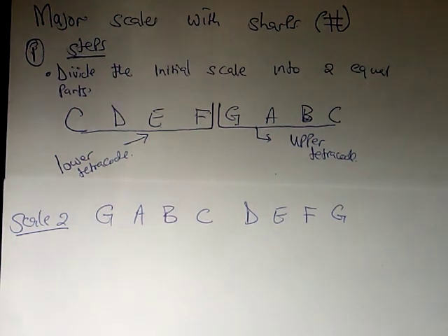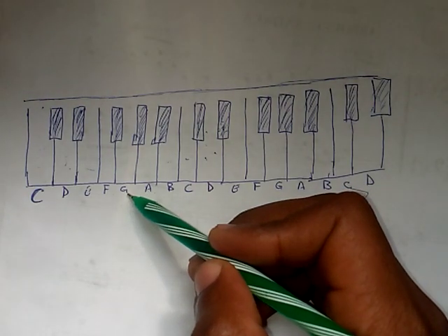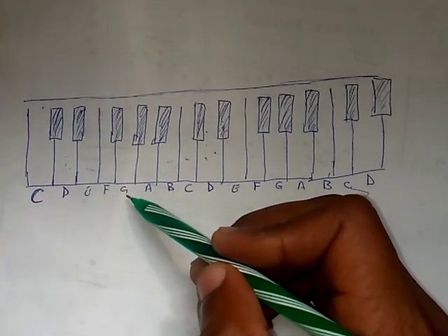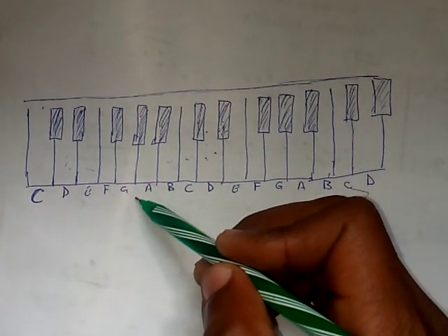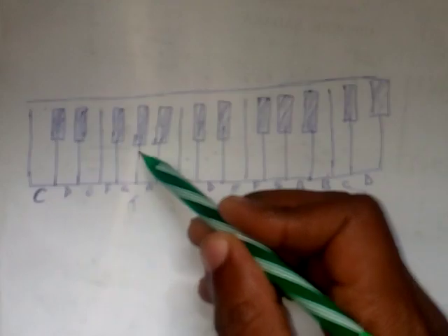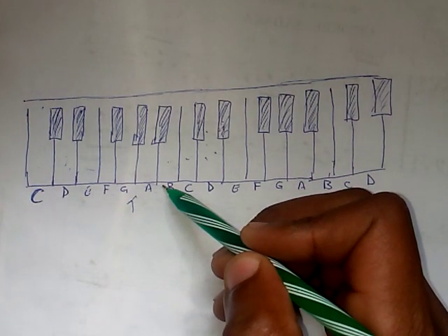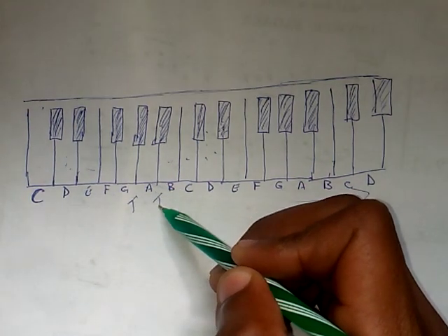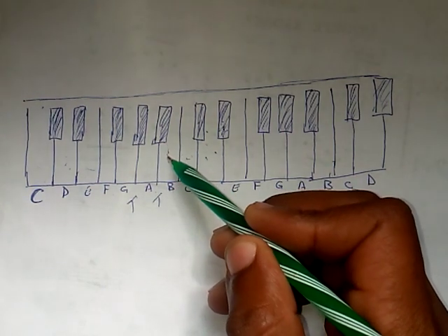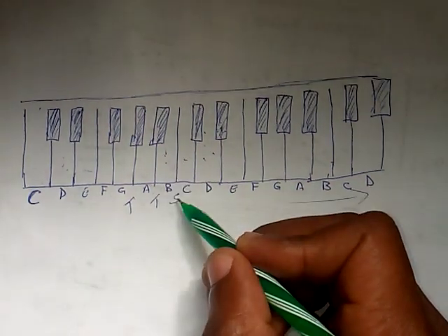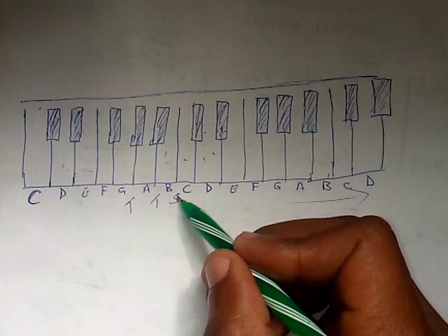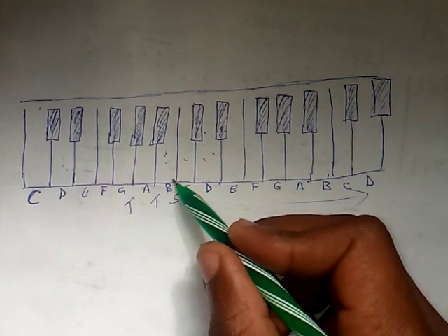And because it is a major scale, we now test our pattern: tone, tone, semitone, tone, tone, tone, semitone. My scale begins with G. This is the position of G on our piano. So from G to A, I should have a tone, and that is correct. From A to B, I should have a tone, and this one is correct. From B to C, I should have a semitone, and we can see that on the screen.